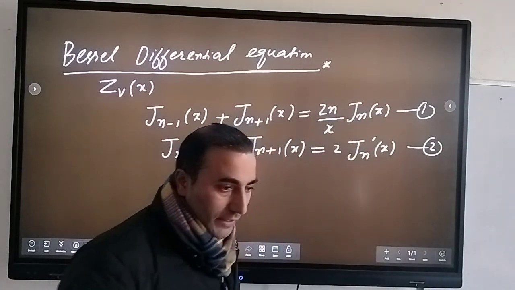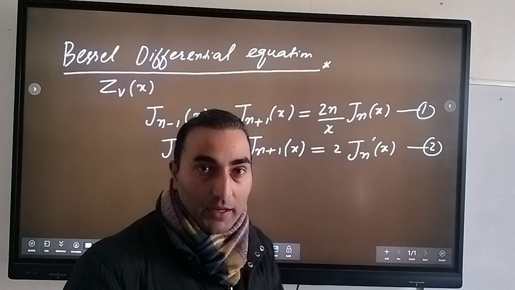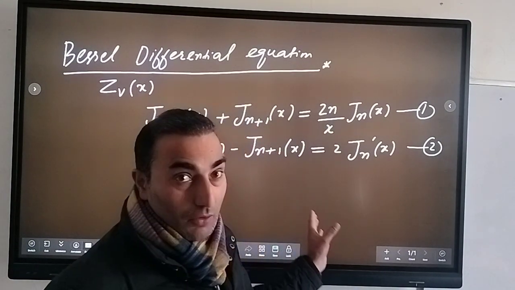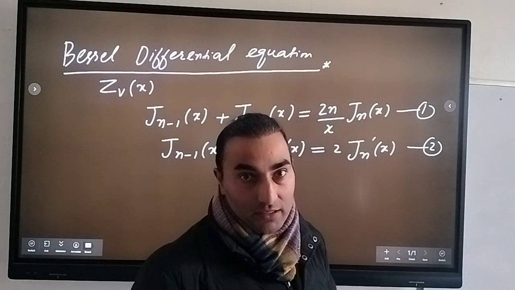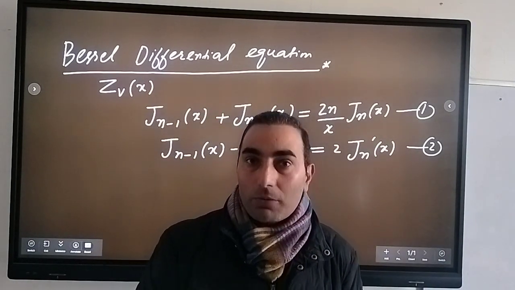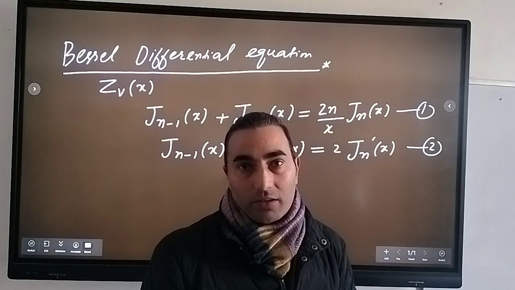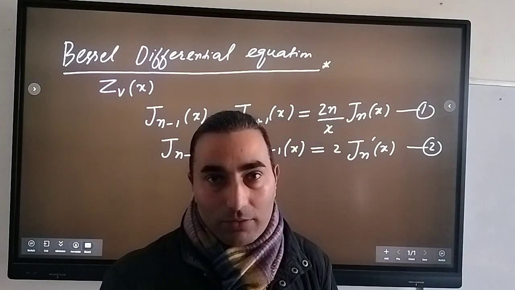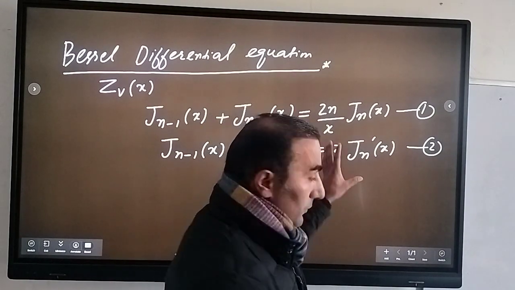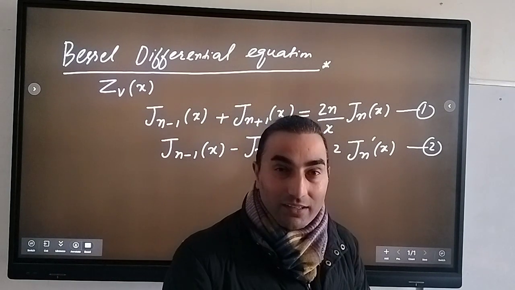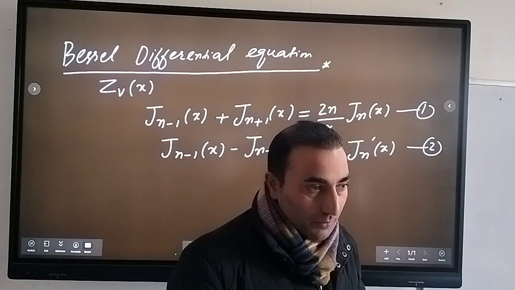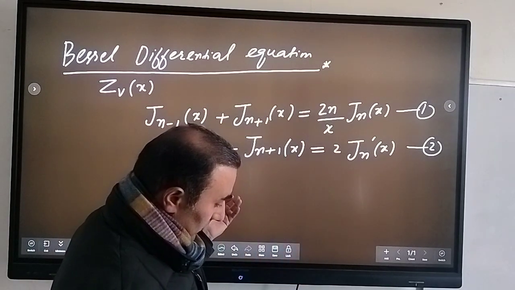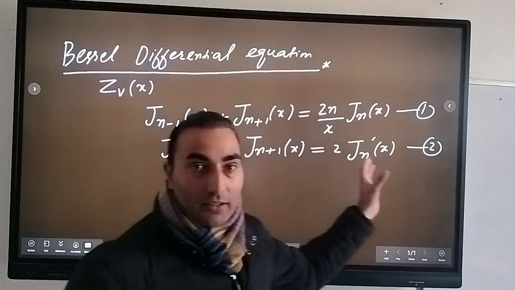And what I am saying is, if we have some function z of x and it satisfies these two recurrence relations, then we can say that z of x is a solution of this Bessel differential equation, right? So we should get the Bessel differential equation if it satisfies these recurrence relations, because I am saying that this z of x is not just given by J v of x.